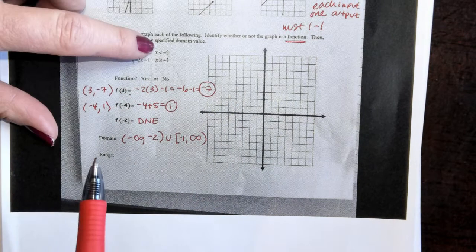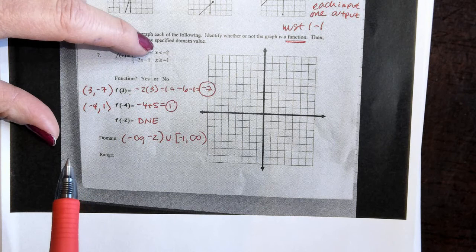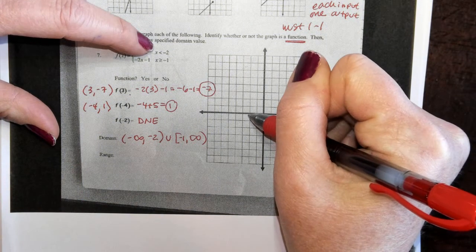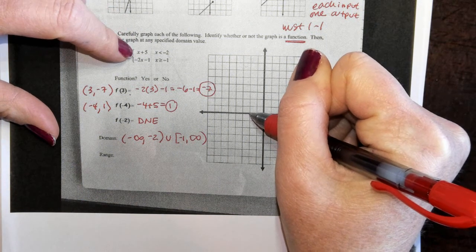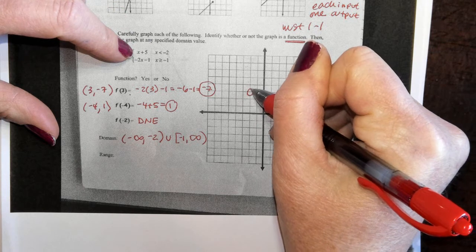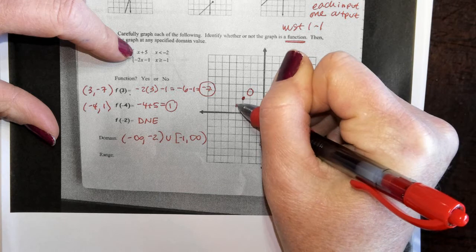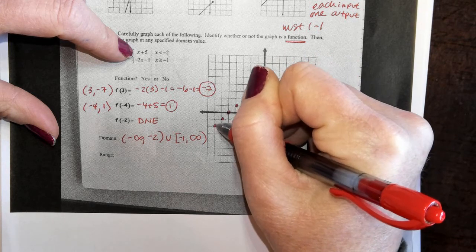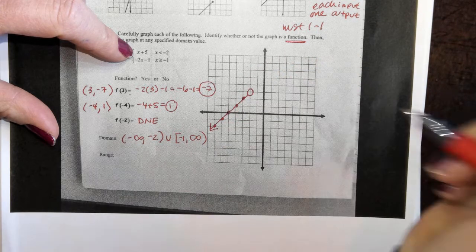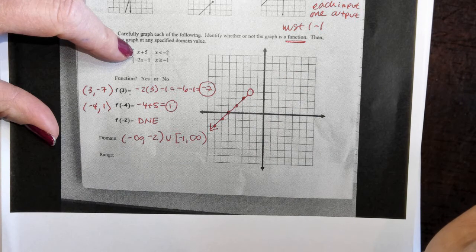So let's plug in -2. At -2, I would get an output of 3, 1, 2, 3. And then I would just pick up with my slope. So down 1, it's a positive slope. Whee! So it looks like that.